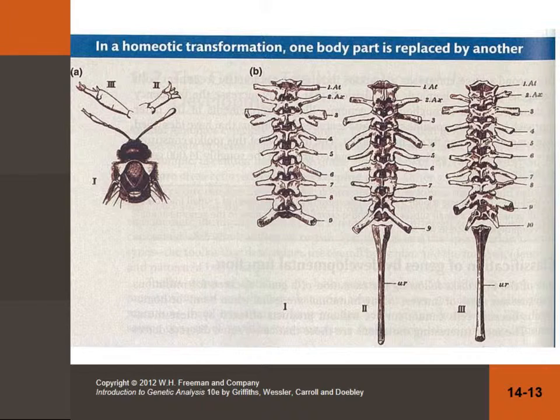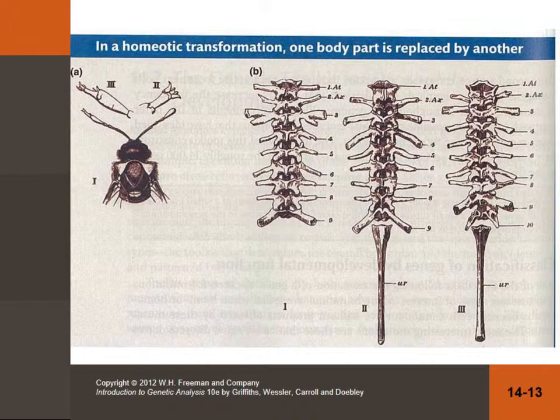Here we can see homeotic transformations, and these are drawings that were done in the late 19th century. So in A, on the left of screen, we can see a fly. This is not Drosophila, this is a sawfly, and the left antenna has been transformed into a leg.